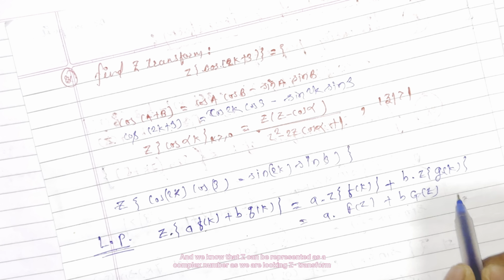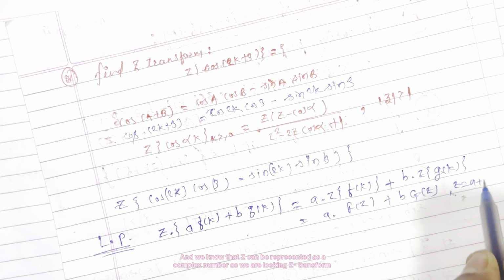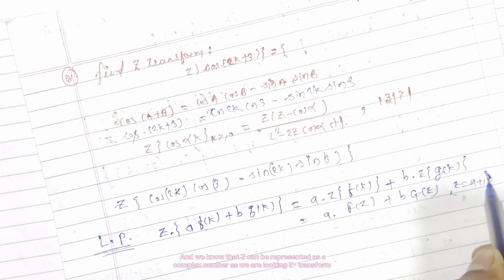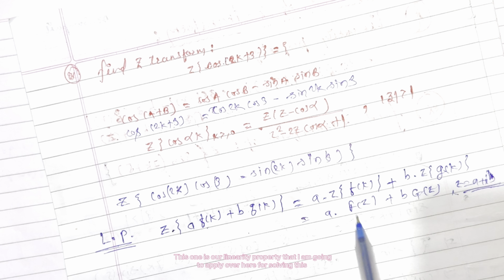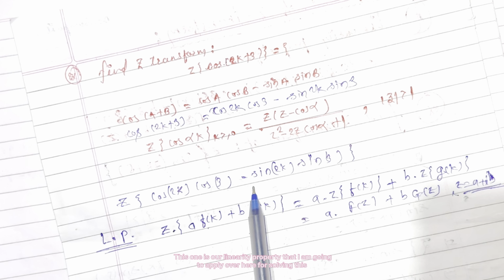Okay, and we know that z can be represented as a complex number, as we are looking at the z transform or a Fourier transform in a complex form. Yes, so this one is the Laplace transform. This one is our linearity property that I'm going to apply over here for solving this z transform.